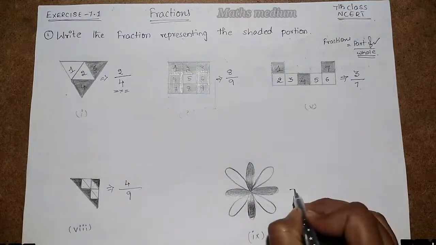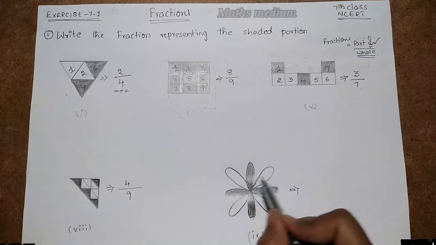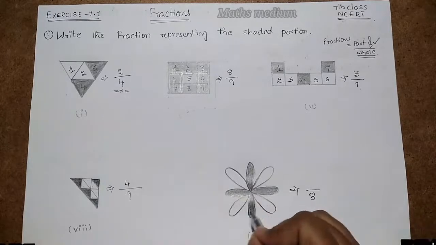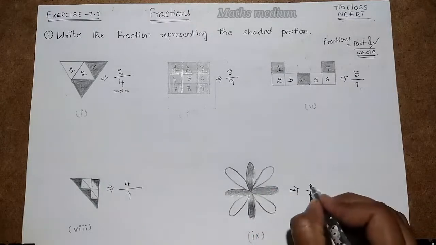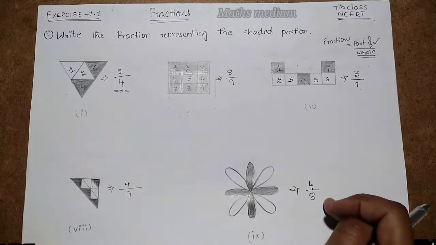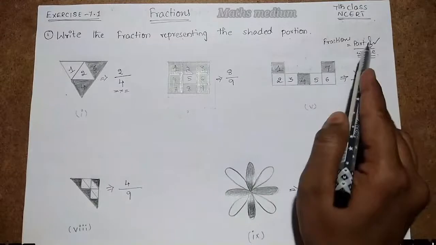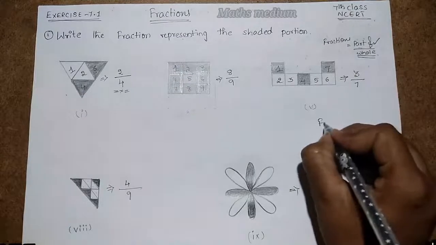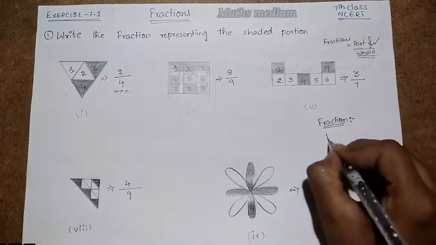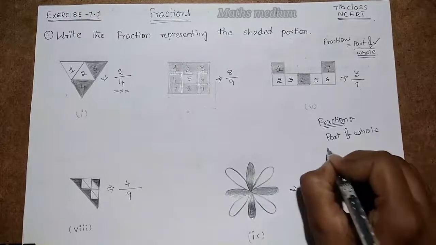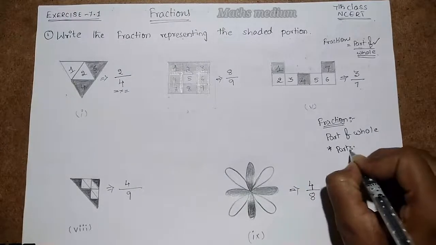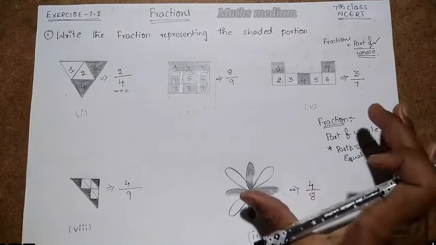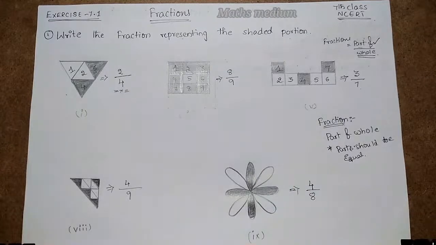Next, coming to here, this is a flower with 1, 2, 3, 4, 5, 6, 7, 8 petals. That is 8. And how many petals are shaded? 1, 2, 3, 4. 4 petals are shaded. That is the representation of a fraction. A fraction is nothing but a representation of part of whole. For the part of whole, the parts should be equal. See here, I am writing the definition of a fraction: part of whole, that part should be equal parts, then we can write it as a fraction. This is the representation of a fraction with the figures.